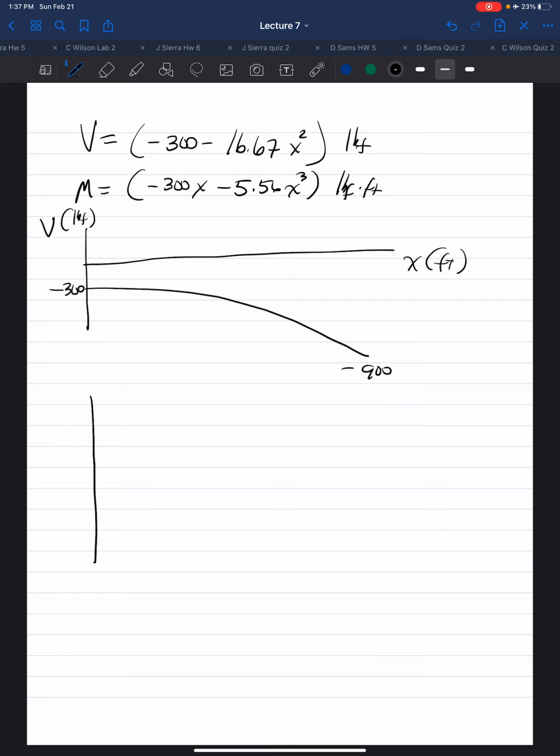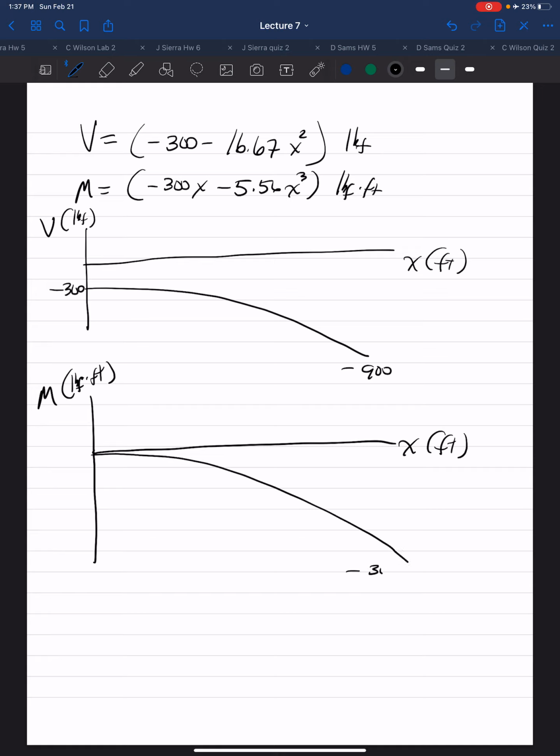Your bending moment diagram. This is pound force feet. It is 0 when x is 0, and minus 3,000 pound force feet when x is equal to 6.